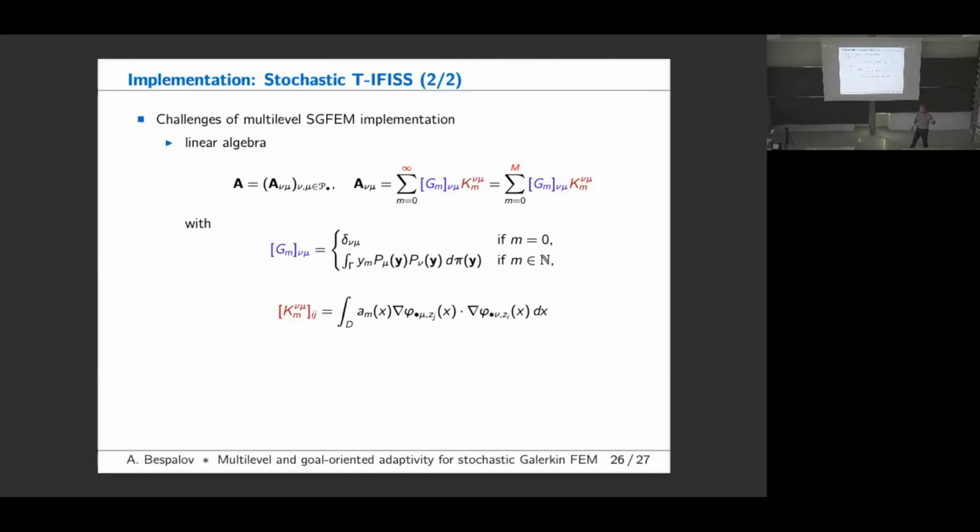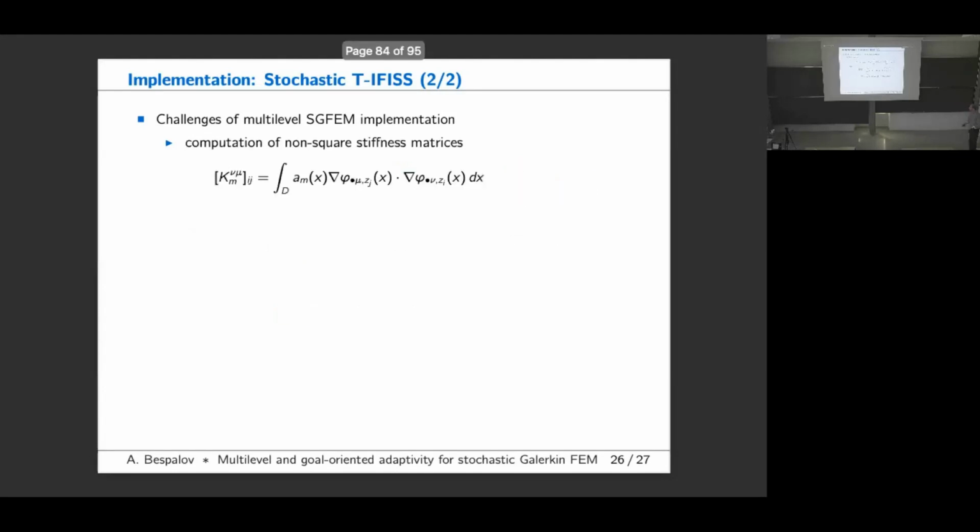Challenges: multi-level implementation is not straightforward. For example, first of all, it comes from linear algebra. This is how the matrix of the linear system will look like. It's a product of these G matrices coming from parametric representation, and stiffness matrices coming from spatial approximations. But before you even start thinking about solving the system, you need to compute your stiffness matrices. If you ever did finite element implementation, this is one of the worst nightmares, because basis functions come from different meshes, and meshes can be completely different. So how do you compute this in the first place? This is one of the challenges.